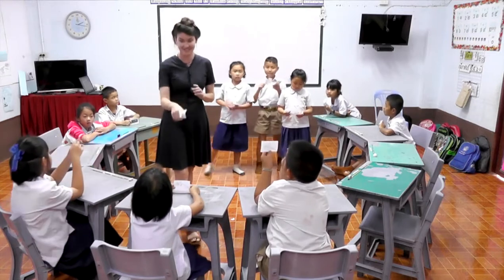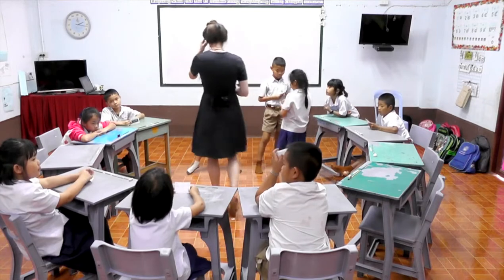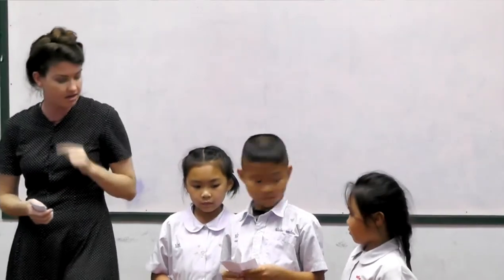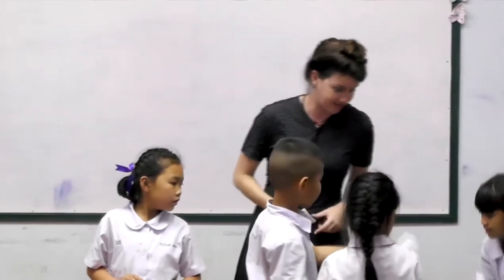Forest. Good. What do you have? Mountain. Beach. Good. So think about what you have. You're going to give your pictures to different people. Okay? You're going to think about where those things can go. Okay? Give it to Pak Boo.